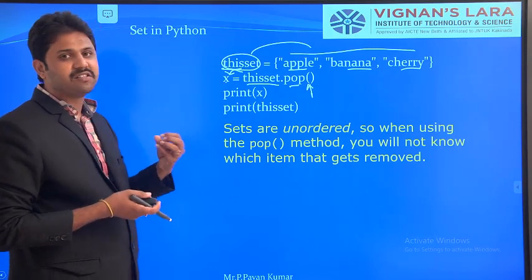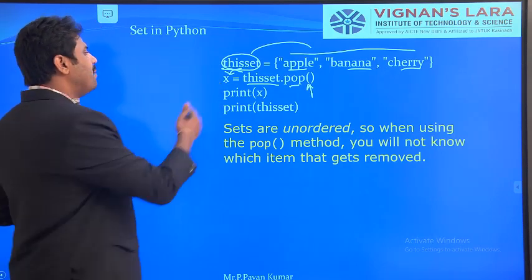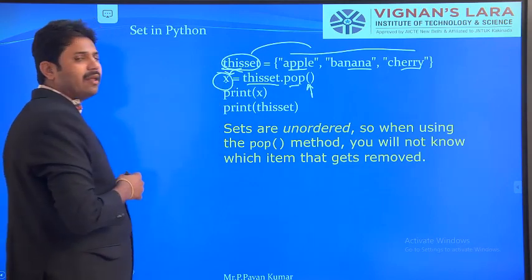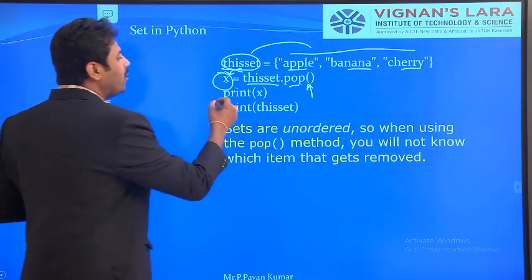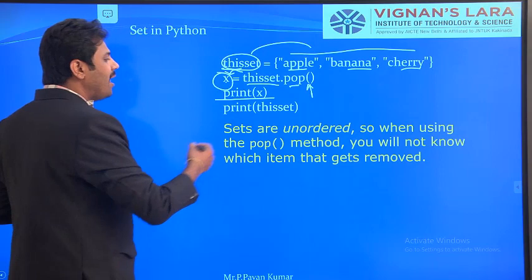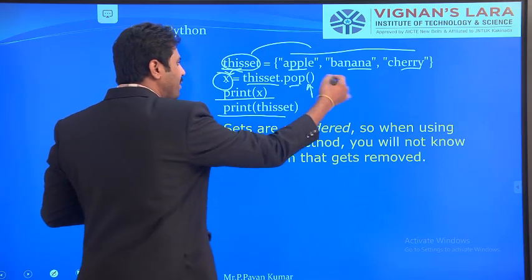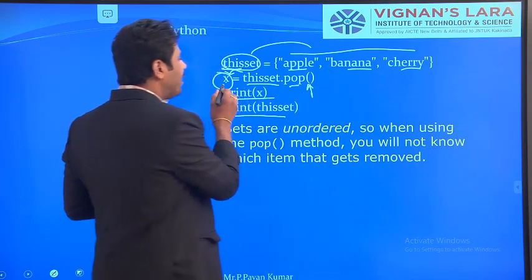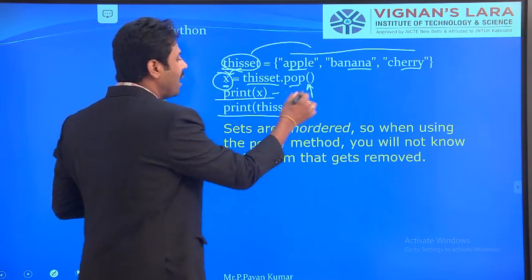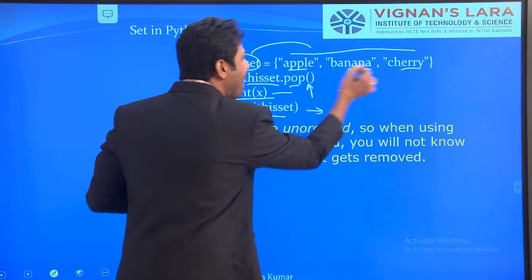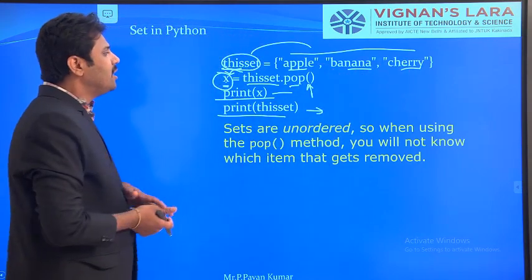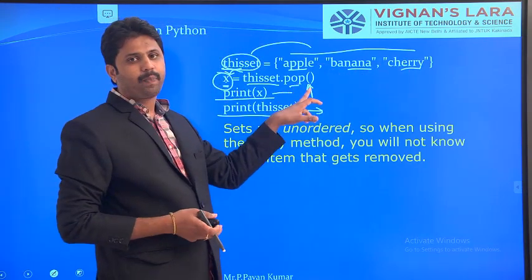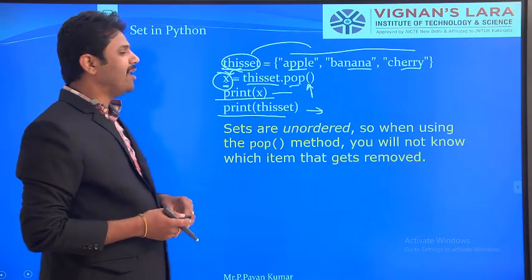And that element is going to be stored in another variable. After that, you have to print that variable and print that set, and that element is going to be removed. For example, for the first time, it removes banana. What does X contain? X contains banana, and this set contains apple and cherry only, because it popped the data.